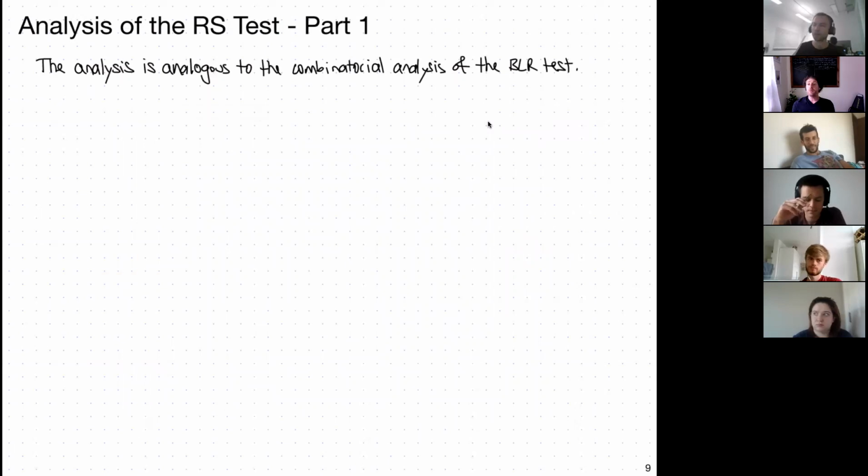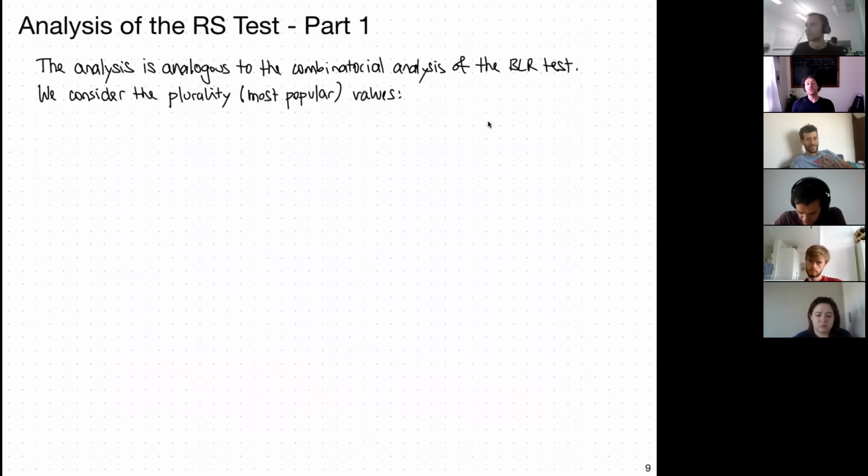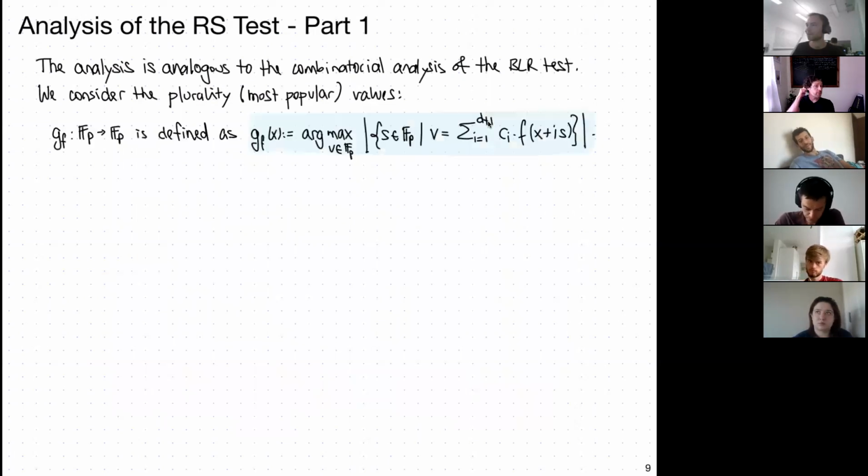Starting with the first claim, which is maybe the easiest. What are we doing here? We consider the notion of the plurality, the most popular vote. We define this function g of f, and this scary-looking equation just tells us: look at the constraints and tell me, with respect to each value, which is the value that most of these constraints would lead to outputting.